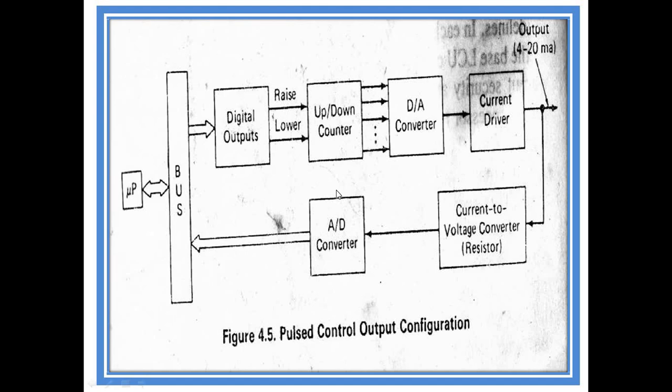Then pulsed control output configuration. Here the pulsed output configuration has a microprocessor, bus and digital output, then rise, that means up, and lower, that means down, counter, increasing the positive voltage magnitude, with zero meaning off position. Then digital to analog conversion, then current driver circuit, then feedback through the current to voltage converter resistor and the analog to digital converter.